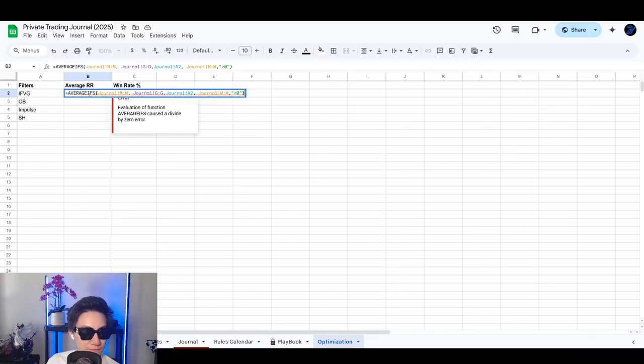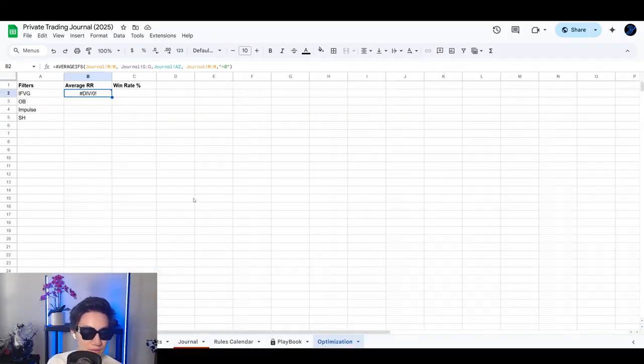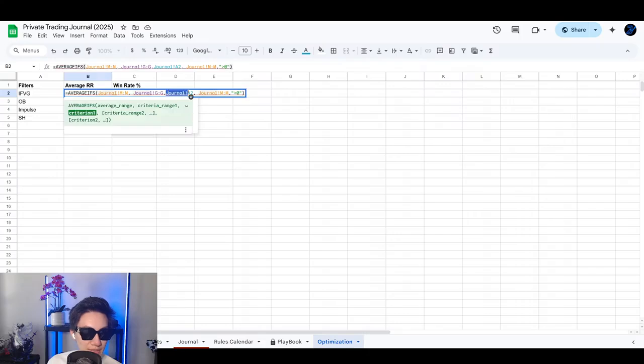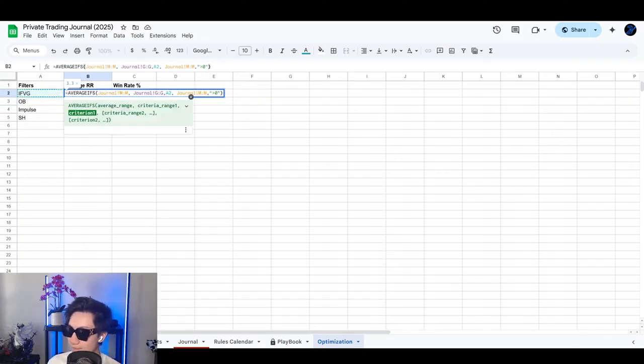Okay, while we try to figure this out here. Wait, why do you have A2? Oh, you're right. Never mind. We don't need this for A2. That's just this. There you go. We don't need that. There we go. There it is. So we just have to do sheet name and an exclamation mark and then the range. So that's how you get another sheet.